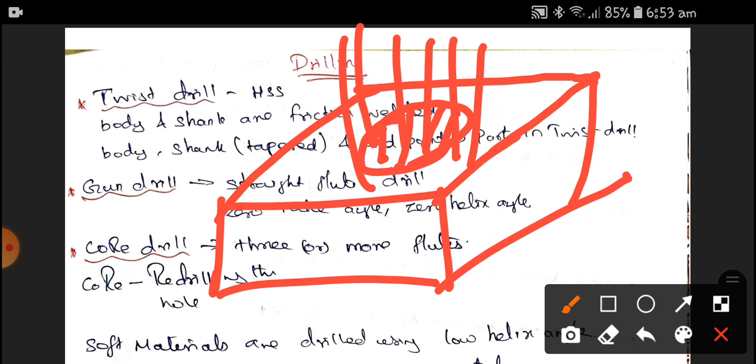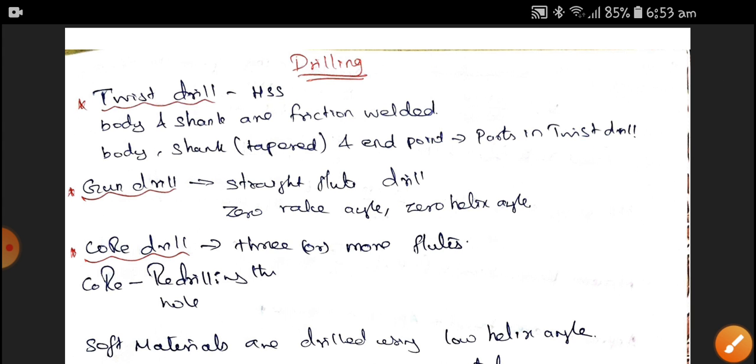For the initial purpose, maybe a twist drill is used, and for re-drilling purposes, the drills are called core drills. So core drills are mainly for re-drilling of holes or enlarging the holes. Core drilling is different, boring is different, and boring and reaming are both different. That you have to understand.